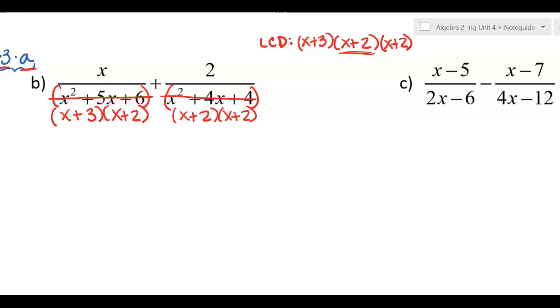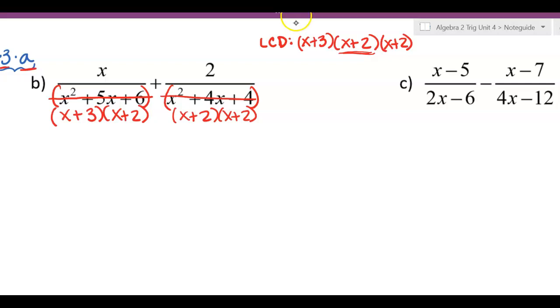So is everybody okay with looking at the two fractions up there? Can you understand why we would want to make them have a common denominator and why that common denominator would be a factor of x plus 3, a factor of x plus 2, and another factor of x plus 2? Okay. Any questions about why we're choosing that as the least common denominator? Are we sure?